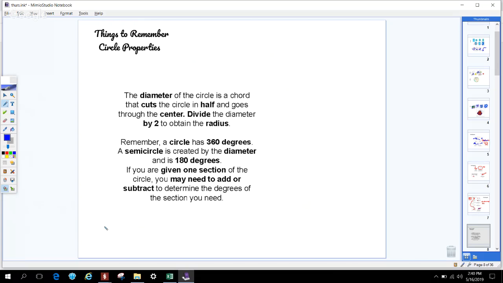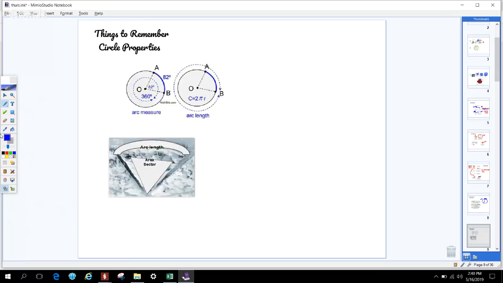Okay, other things to remember with circles. Remember that a diameter cuts a circle in half. The diameter always has to go through the center of the circle. So if they give you the diameter and they tell you the whole diameter equals 10, you have to know the radius is 5. You're going to see that come up when you do equation of a circle. Also, you might have to add or subtract to figure out what the missing angles are. So that's another piece that you need to know.